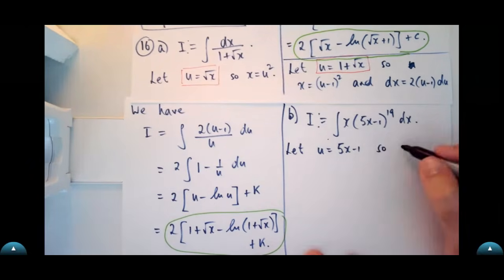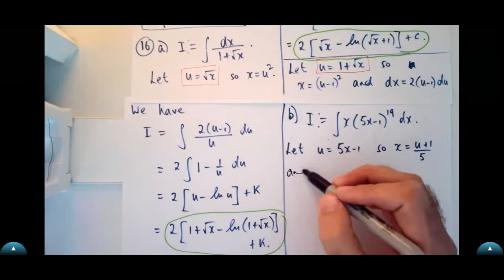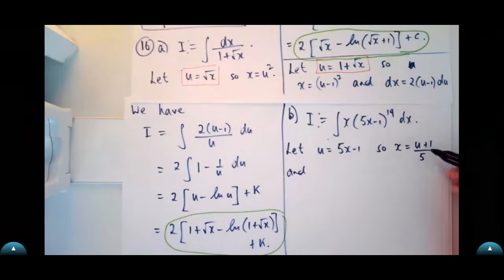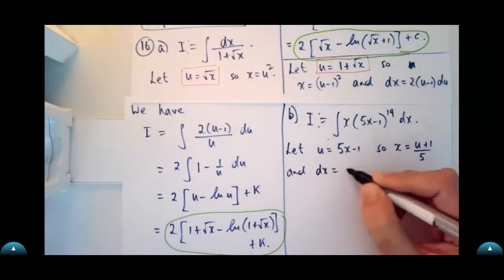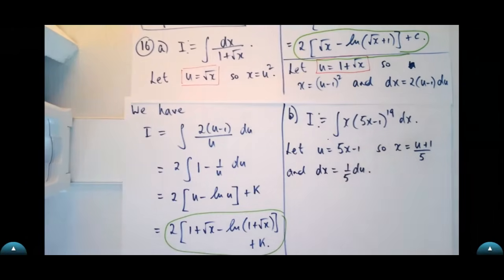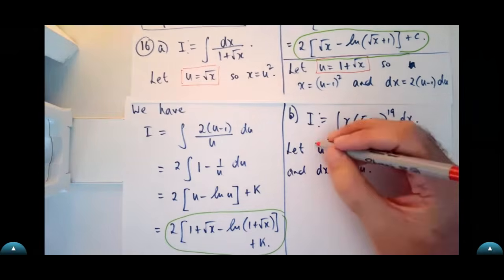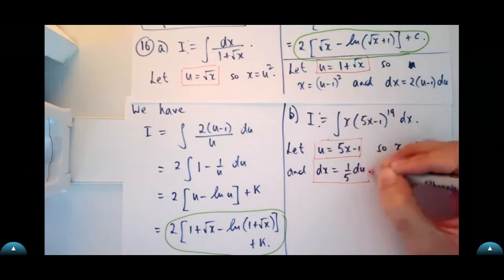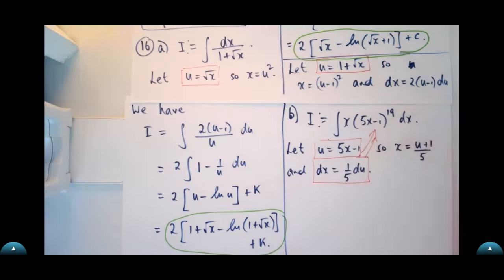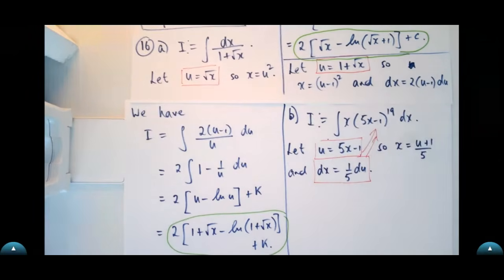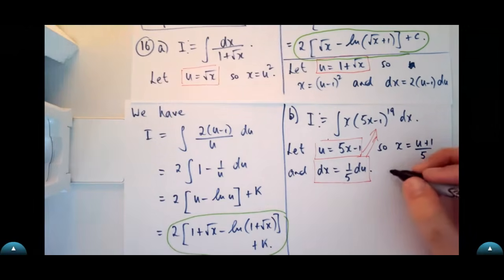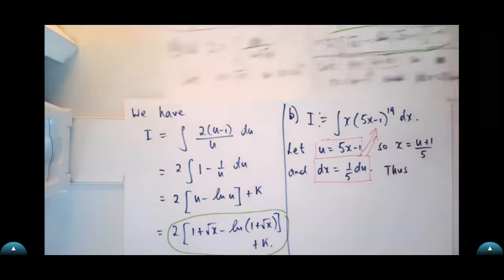So if I rearrange this and make x the subject and then compute the differentials, I'll get u plus 1 all over 5. Now I just compute the differentials. So dx is going to be 1/5 du. And now I can take those two parts and put them into my integral. And hopefully, I'm going to get a bit of simplification.